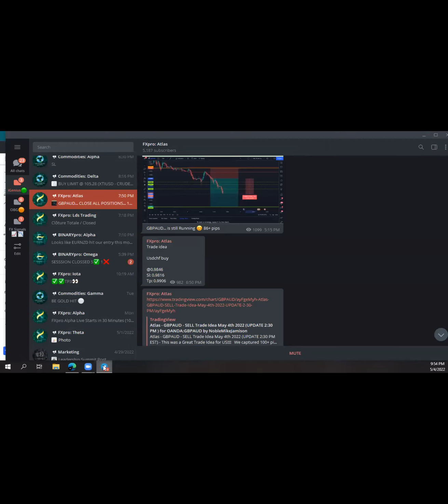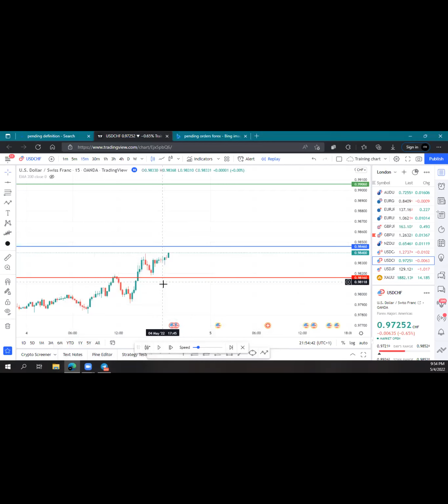So what you're supposed to do is what? Look at your chart. Where is the market? Where is the entry price? The entry price is above the market price, right? So what am I supposed to do? I set a buy stop.